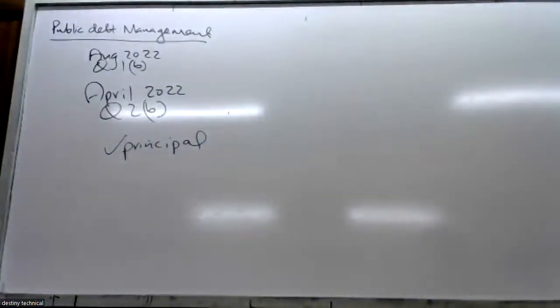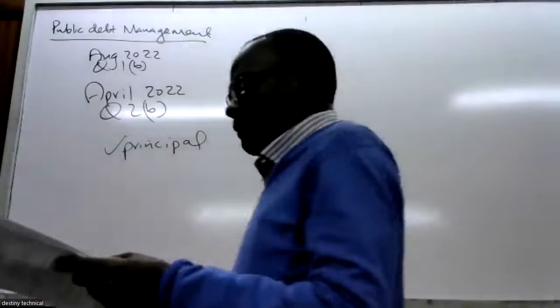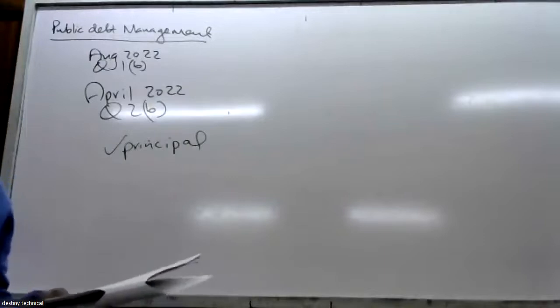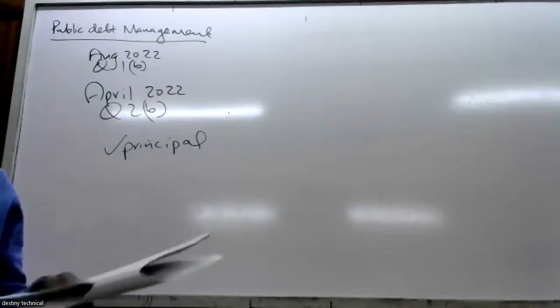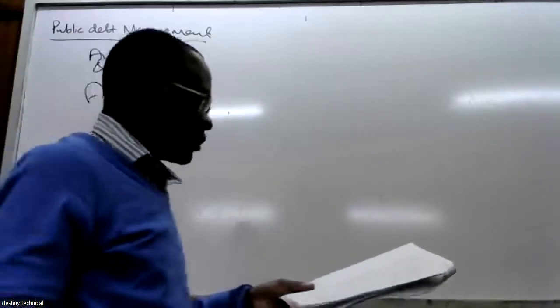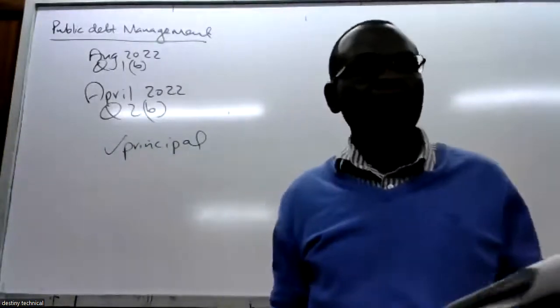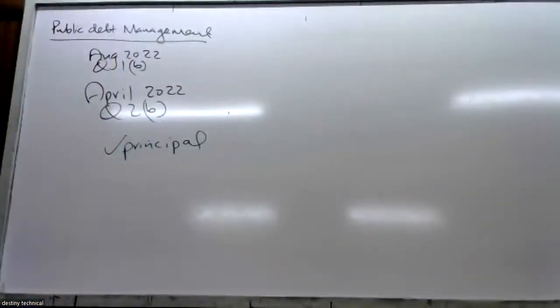Lastly, 9, to ensure that the benefits and burden of public debt are equitably shared between the current and future generations.